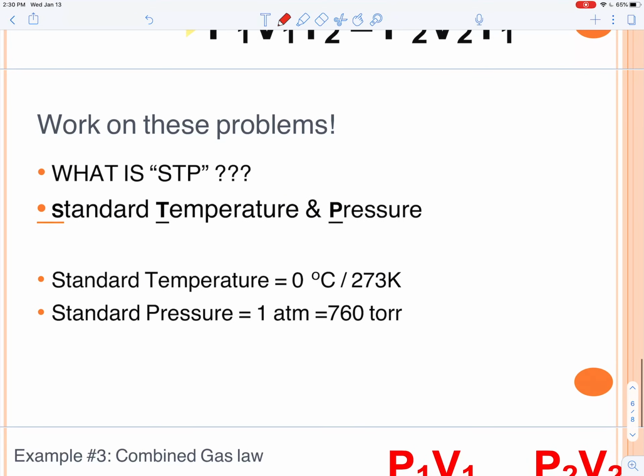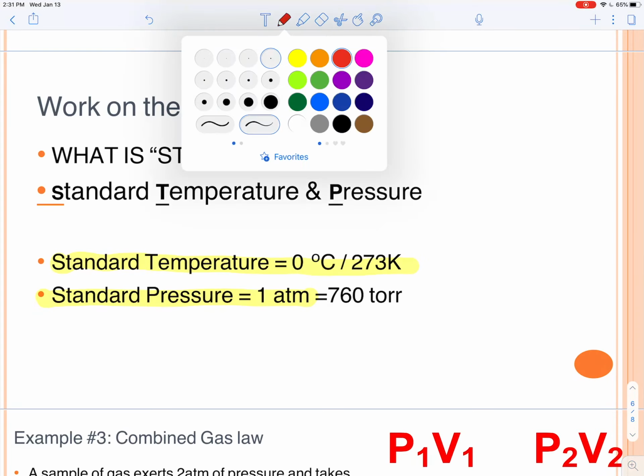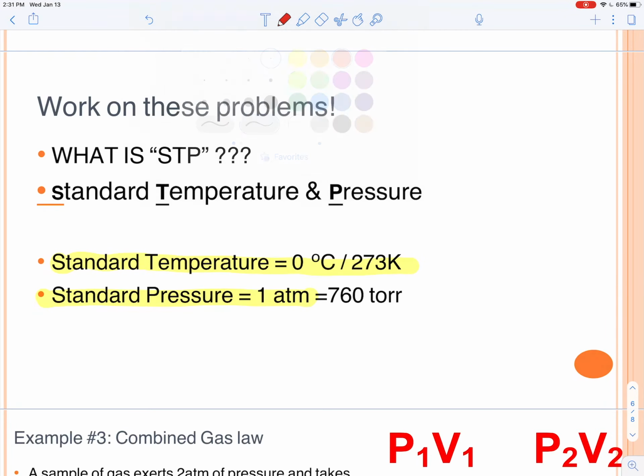uses. You're going to need to know what STP is. This is something we talked about before, and that stands for standard temperature and pressure. So the standard temperature is going to be 0 Celsius or 273 Kelvin, while the standard pressure is 1 atmosphere. Okay, so we're going to use that to solve the next problem.